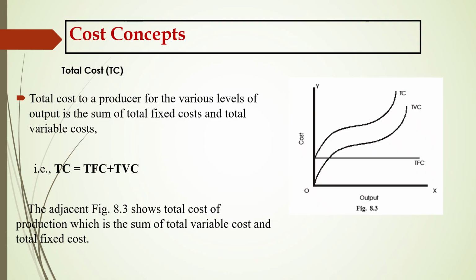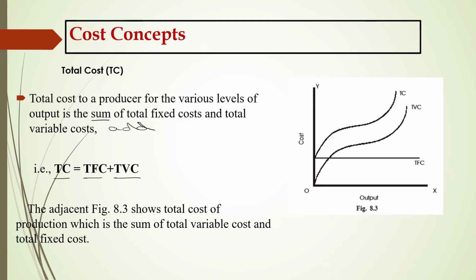Now the next concept is total cost. Now total cost to the producer for various levels of output is what? It is the sum of total fixed cost and total variable cost. What do you mean by the word sum? Sum means we add. So symbolically, how do we write? Total cost is equal to total fixed cost plus total variable cost. When we add fixed cost plus variable cost, we will get total cost.